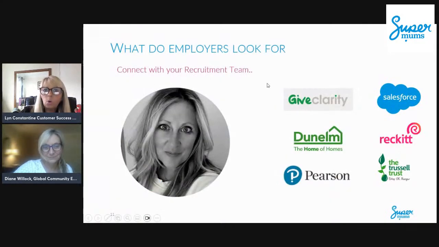So as well as having the training, you can see a lovely picture of Mel there, and she's in charge of the recruitment team. You would also sign up, if you chose to, with our recruitment team. You can get job alerts, so as soon as a job comes up that is within something you're looking for, we can help you.